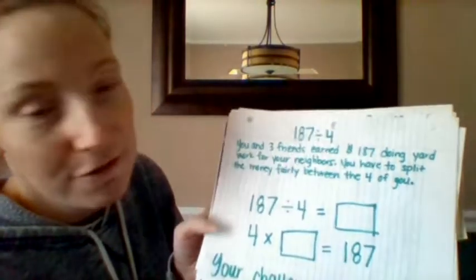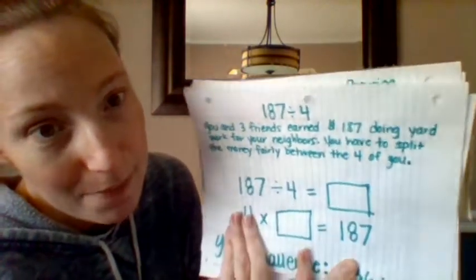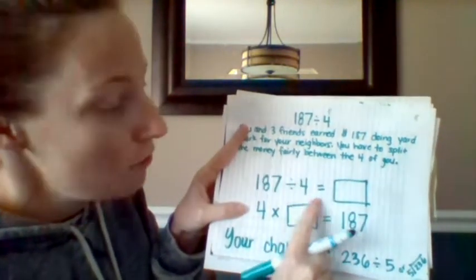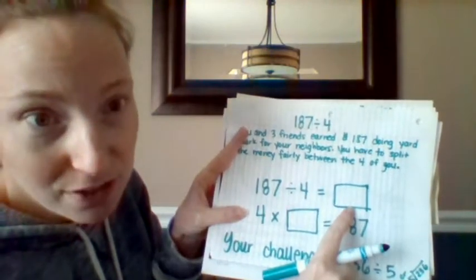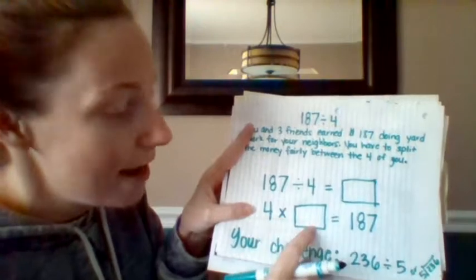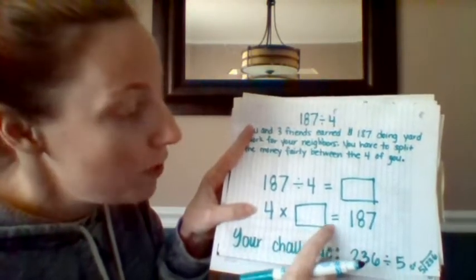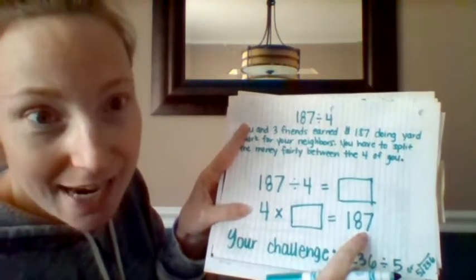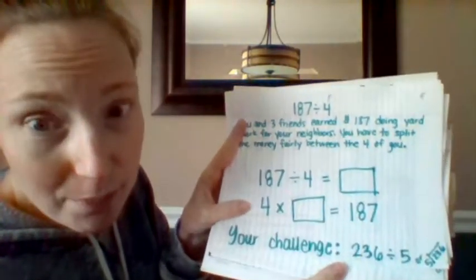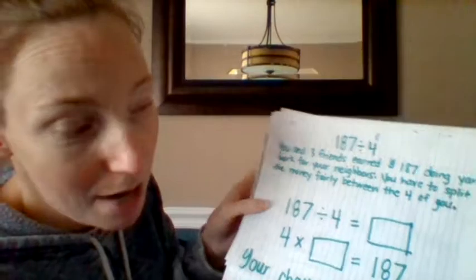So we know that if I'm splitting up that money between 4 people, I'm doing some equal sharing, which means division. I have $187 divided by 4 would give me the share that each person would have of that money. I can also think about it as 4 times what factor would get me up to 187. So either of these ways of thinking would be appropriate to solve this problem. Let me show you a few examples of how you could solve a problem like this.